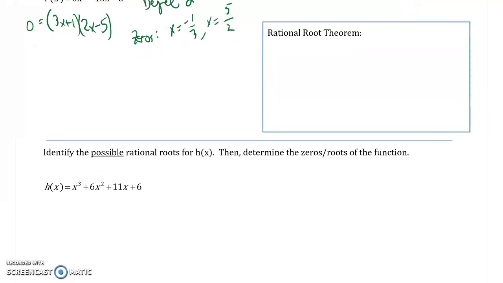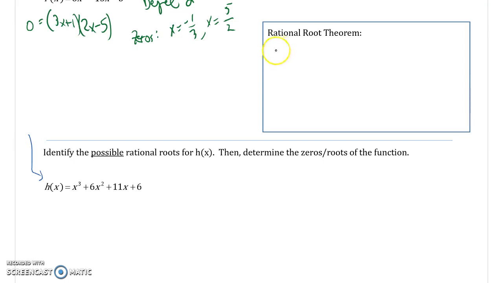But what we want to start being able to look at, and what we're going to need to practice doing, is identifying roots or zeros for functions of higher degree where they might not be in factored form. If you take a look down at something like h of x, here's a cubic. Off the top of my head, I don't necessarily know what the zeros are. So we need a way to figure those out, and that's where the rational root theorem comes into play.